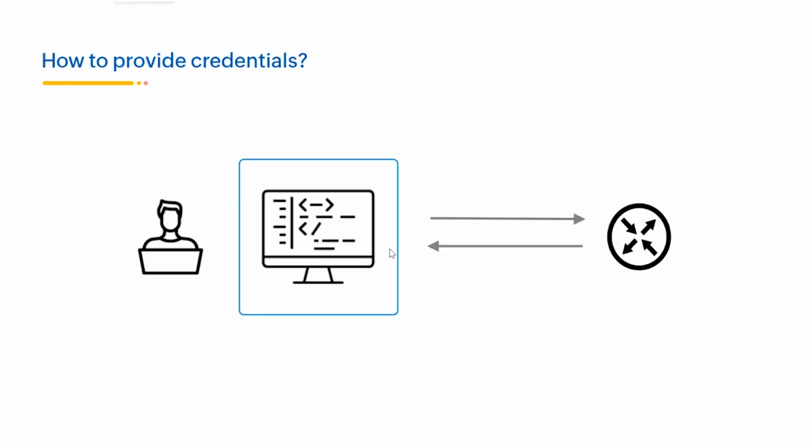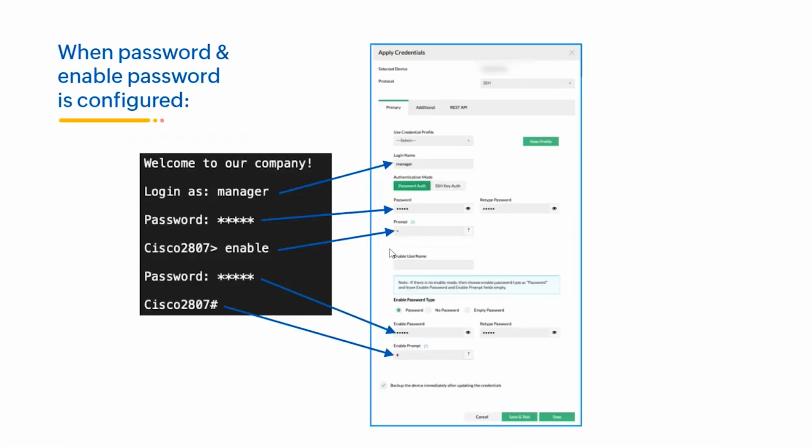So let's go over how to provide credentials in Network Configuration Manager. First, let's look at a scenario where both a password and an enable password need to be configured. On the left side, you have the Telnet interface, and on the right, you have the apply credential screen in Network Configuration Manager.